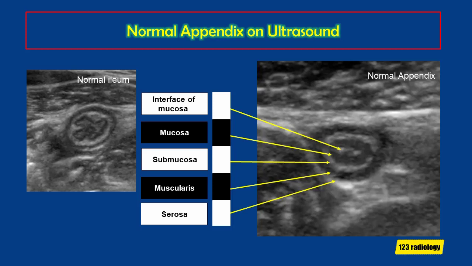the mucosa. So, the normal sonographic appearance of the appendix is that it has inner hypoechoic mucosa without folding. Its diameter is less than 6 mm and it is compressible. Sometimes it contains air, sometimes stool. And there is normal mesenteric fat surrounding it.